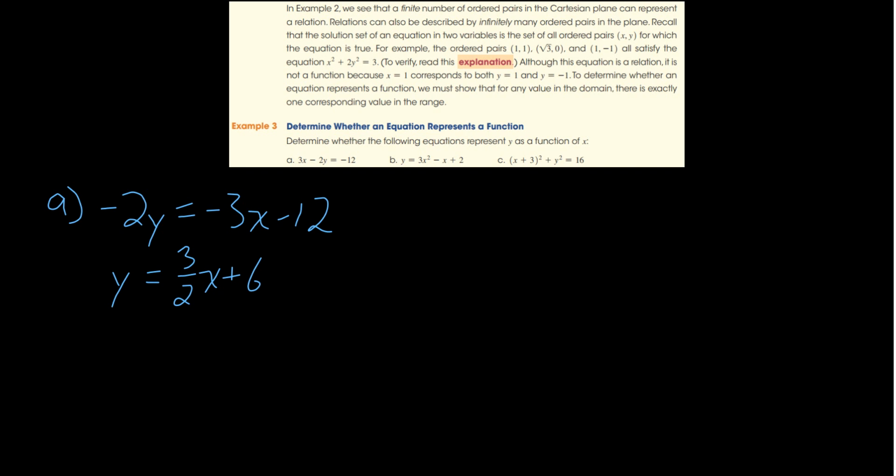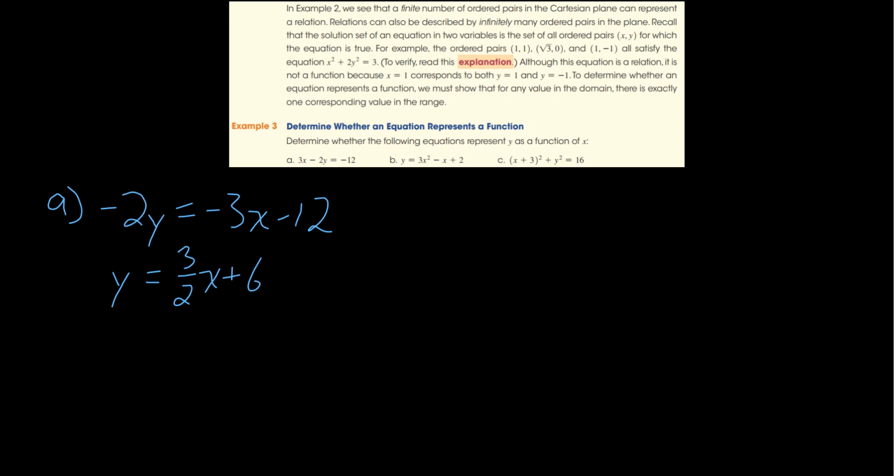We can tell that the slope is 3 halves and that the y-intercept is 6. But that's not what we're looking for right now. Instead, example 3 wants us to determine whether the following equations represent y as a function of x. So that means, is it a function? If I plug in an x value, how many y's do I get back? I only want to get one y value back when I plug in an x.